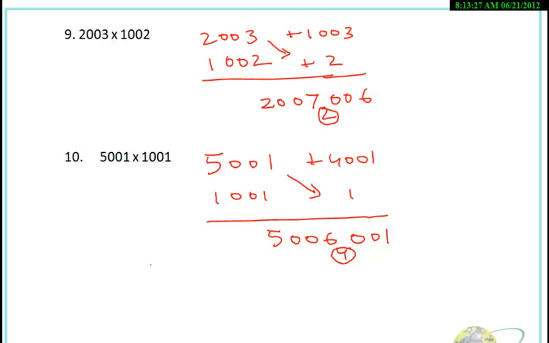Okay friends, in our next session, we'll be practicing the multiplication of the numbers when one of the numbers is greater than the base and another is less than the base. All the best and practice well.